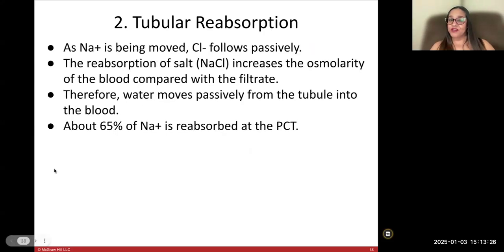As sodium is being moved, chloride follows it passively. Sodium and chloride are attracted to each other. So if sodium's going somewhere, chloride wants to follow because it wants to donate its extra electron to it. The reabsorption of salt increases the osmolarity of the blood compared with the filtrate. Therefore, water moves passively from the tubule into the blood. About 65% of sodium is reabsorbed at the PCT. Remember what we said, salt sucks. Salt will suck that water.